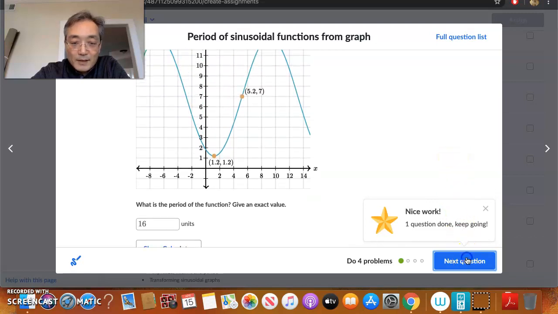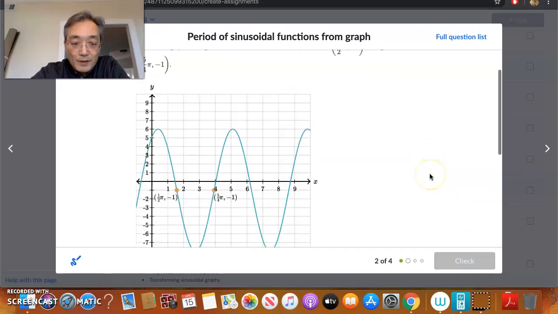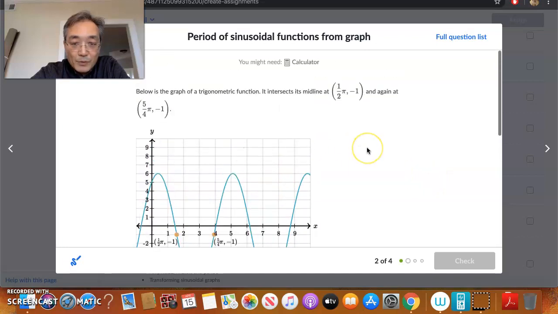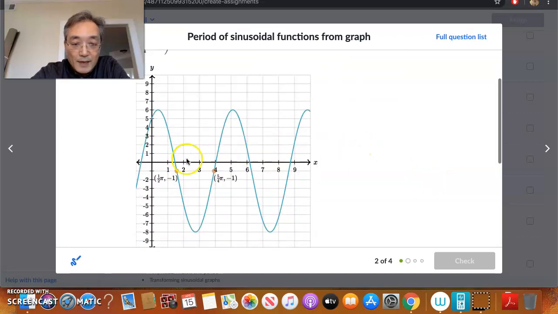All right, next question. Here, they gave us 2 points, and both points are on the midline. Okay, both points are on the midline. So again, let's take a look. If both points are on the midline, then how do I find the period? Well, when we're talking about points on the midline, remember, take a look.